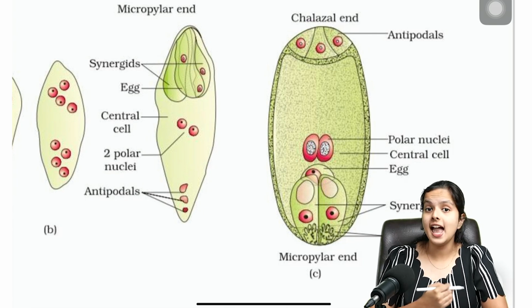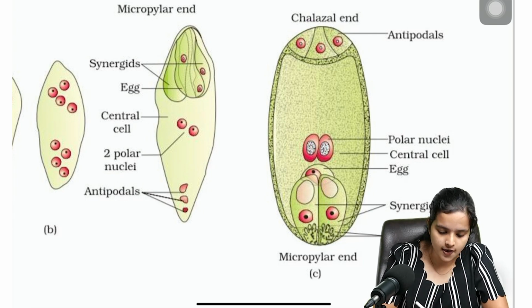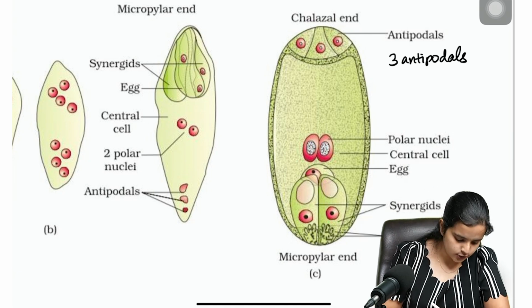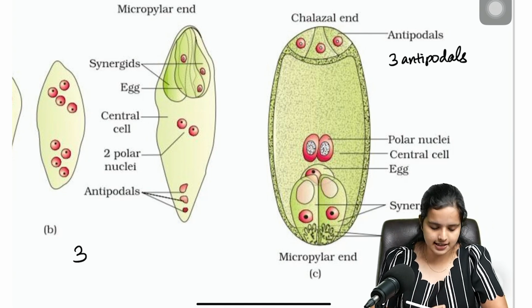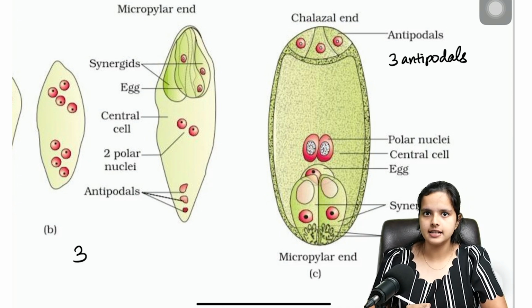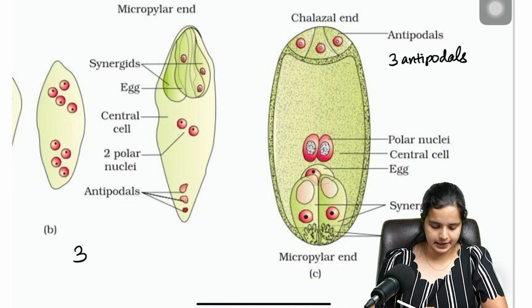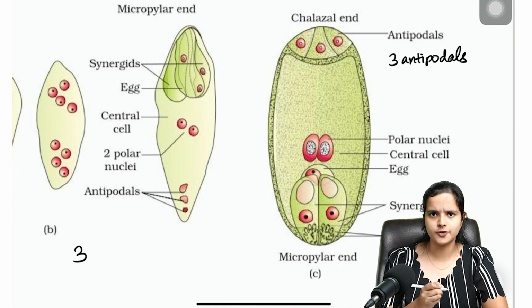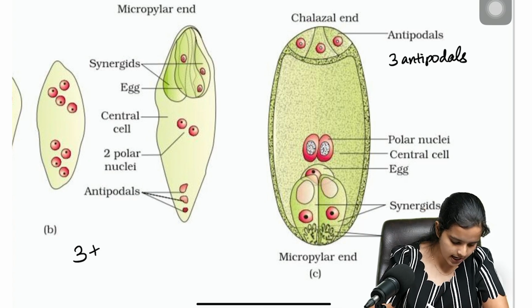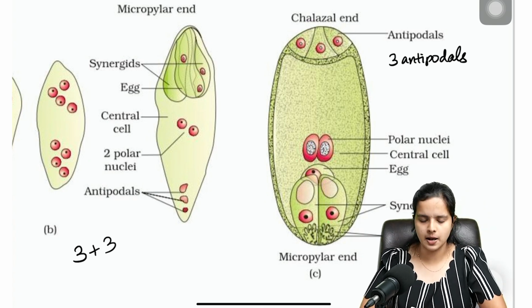Okay. At the chalaza end, you have 3 antipodals, right? You have 3 antipodals. So you have 3 cells over there at the chalaza end. Then you have the egg apparatus at the micropylar end. And the egg apparatus consists of 1 egg and 2 synergids. That makes again 3 cells. You have 3 cells over there as well.